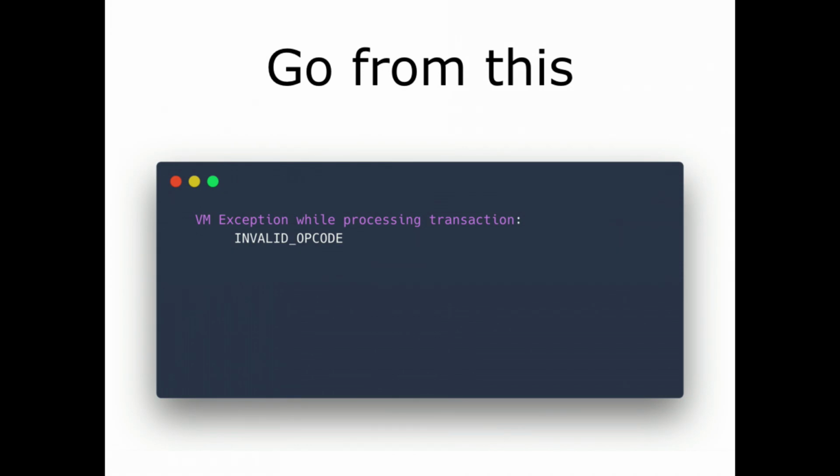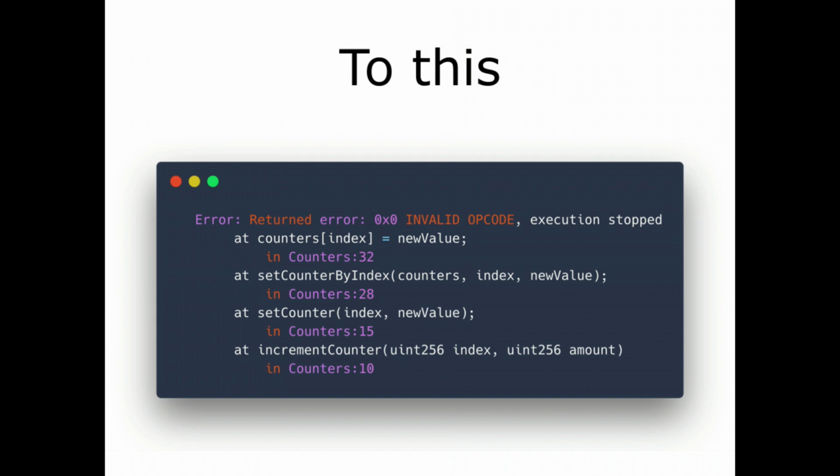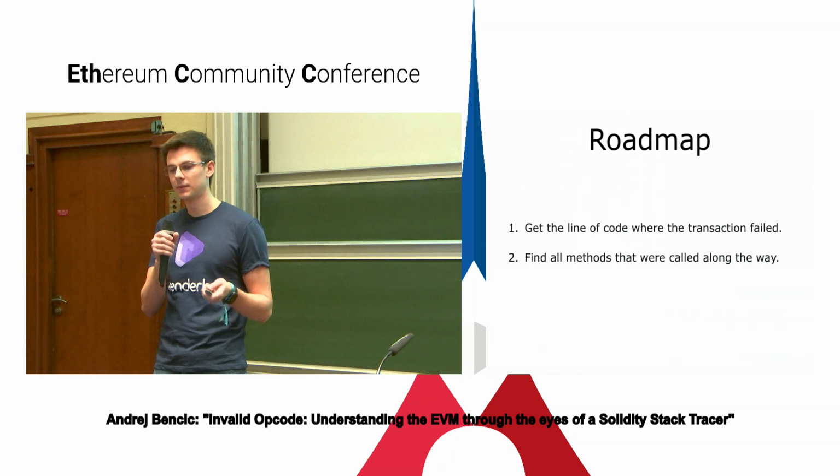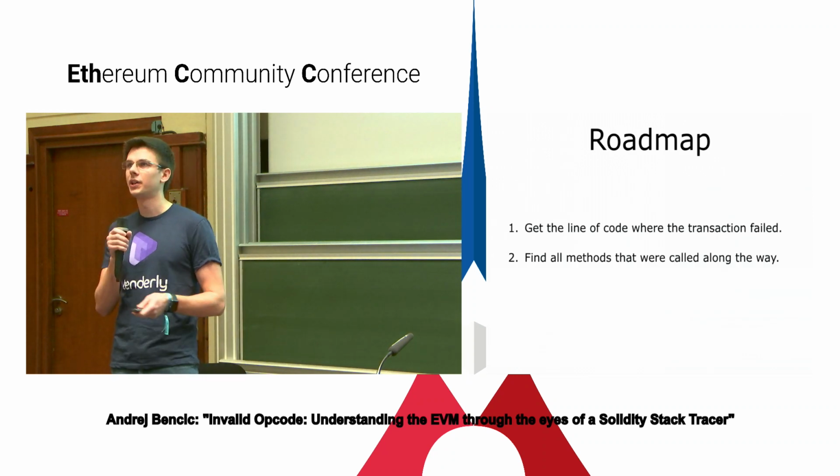Wouldn't it be better to go from something like this to something more detailed, something you can see in other languages? A full stack trace of where your transaction went when it failed, and the exact line of Solidity source code where it failed, so you can easily fix it. In this session, we're going to try just that.